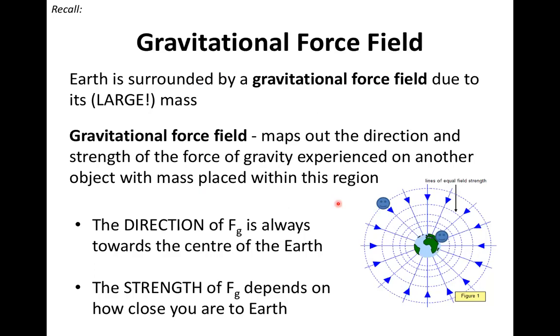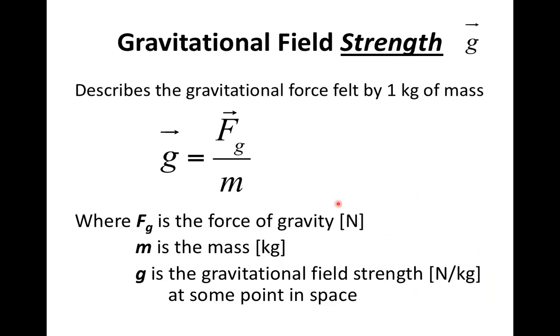We can only use 9.81 meters per second squared in the previous equation, Fg equals mg, if the other object is near Earth's surface. And what happens at other locations or planets? The strength of this force field must be different.